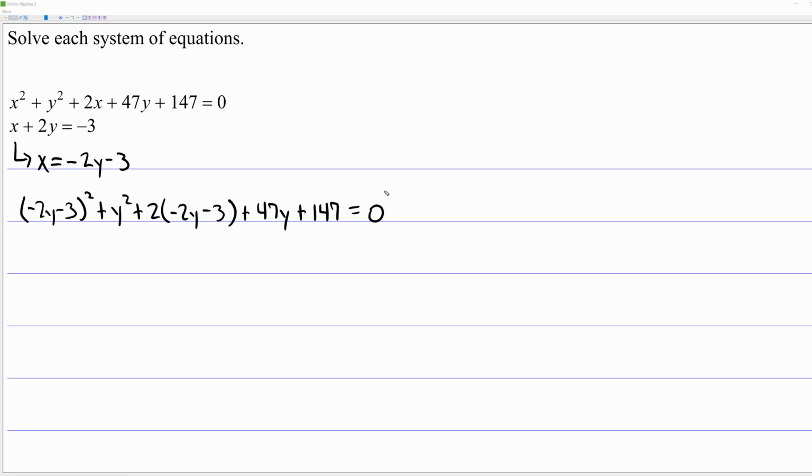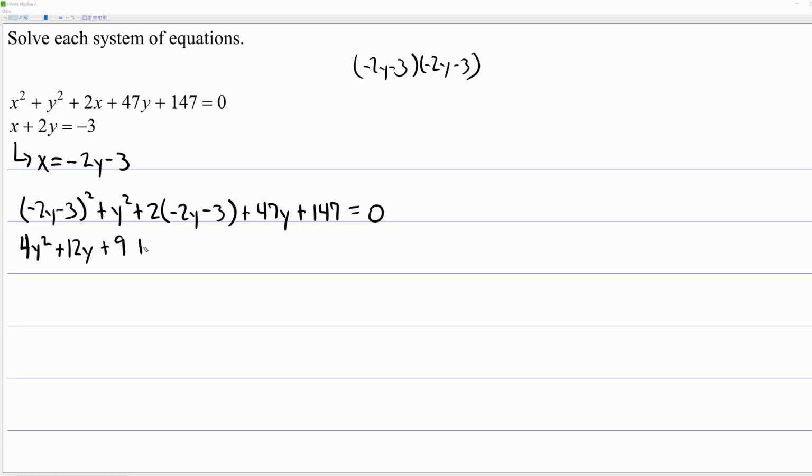And, well, we take as many algebra steps as we need. The most common place to make a mistake is here when evaluating this square. If you need to, write negative 2y minus 3 times negative 2y minus 3, so you can use the distributive property and not mess up. So this is going to be positive 4y squared, and if you use the distributive property, we're going to have a plus 6y plus another 6y, so that's going to be plus 12y, and then negative 3 times negative 3, we're going to have plus 9.